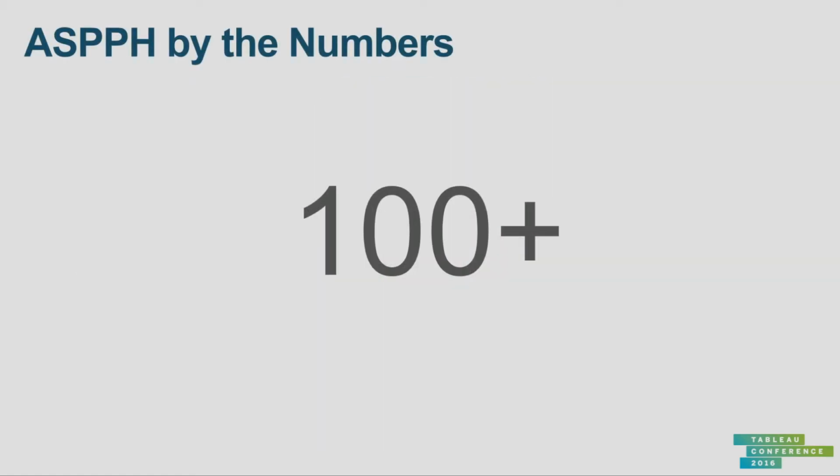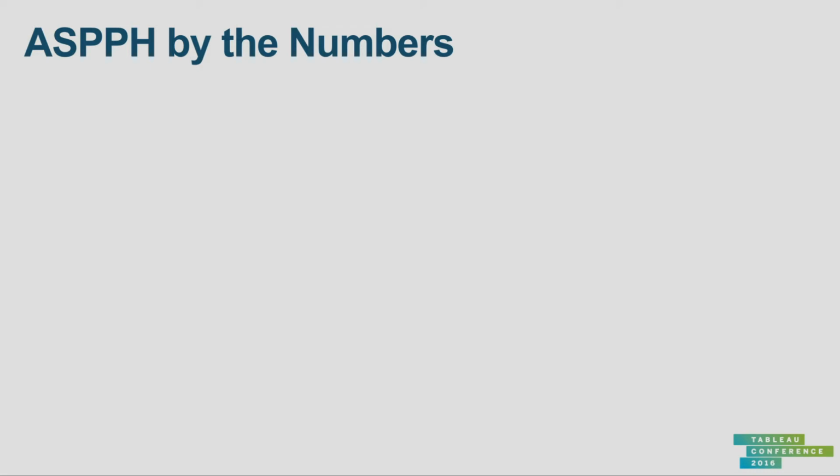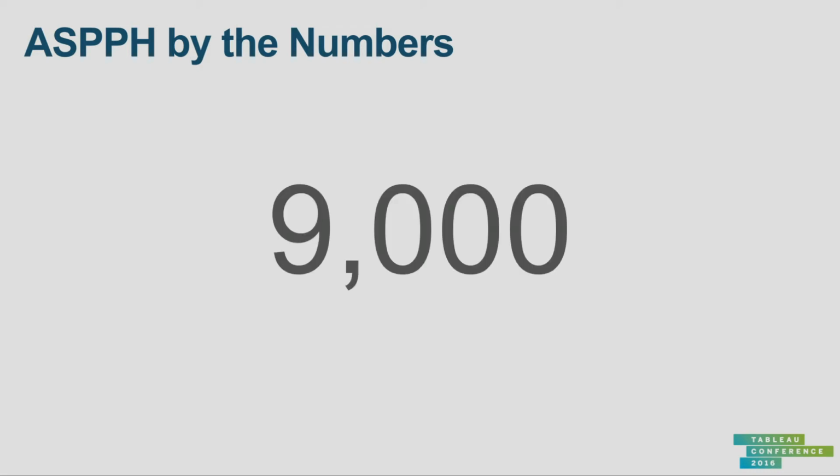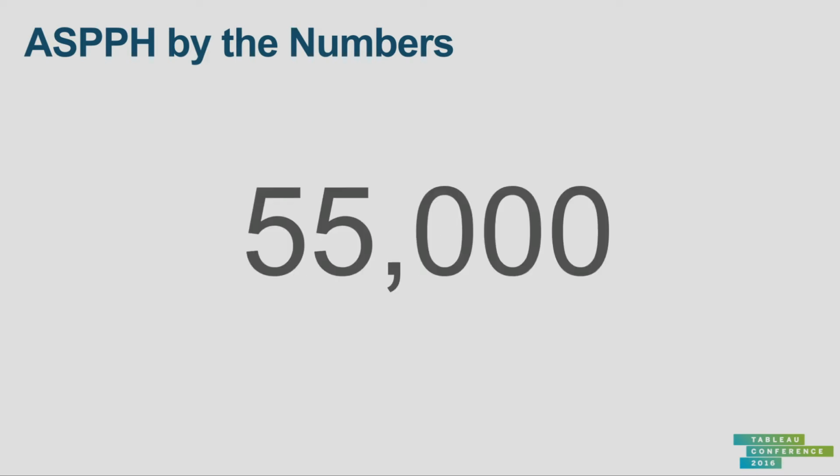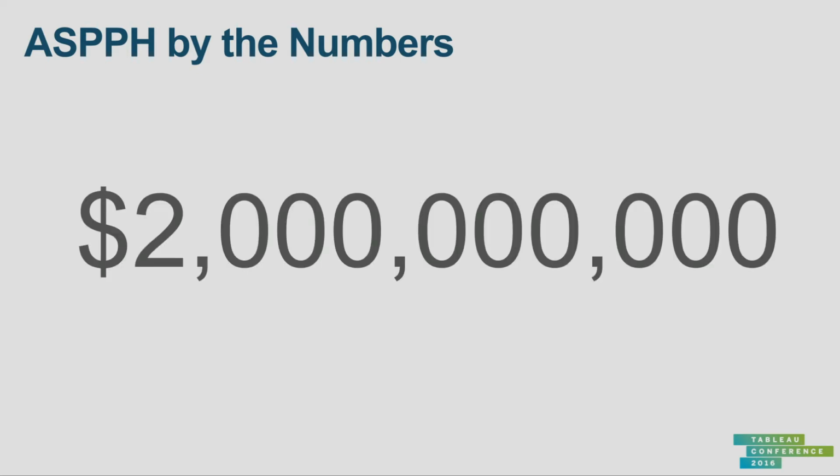We have over 100 members right now, located in the US, Mexico, Canada, and Grenada. We also have a member in Taiwan. We represent over 9,000 faculty and 55,000 students. This includes undergraduates, masters, and doctoral students. And our members have about $2 billion in annual funding from grants from foundations, contracts, so on and so forth.